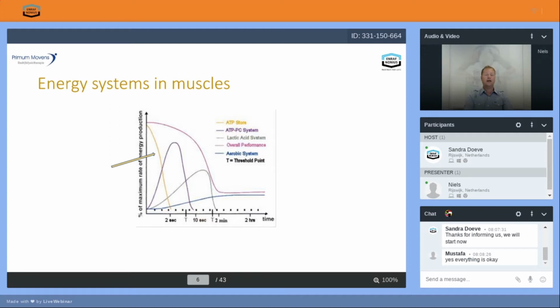If you look at the yellow arrow, then I will explain what you see in this picture. You see this first yellow line on the left-hand side. You see the energy system within the muscles, the one that ends after 2 seconds. You see it from the upper left corner, and it goes down. After 2 seconds, the ATP that is already stored within the muscle cells is used up, and then other energy systems have to take over.